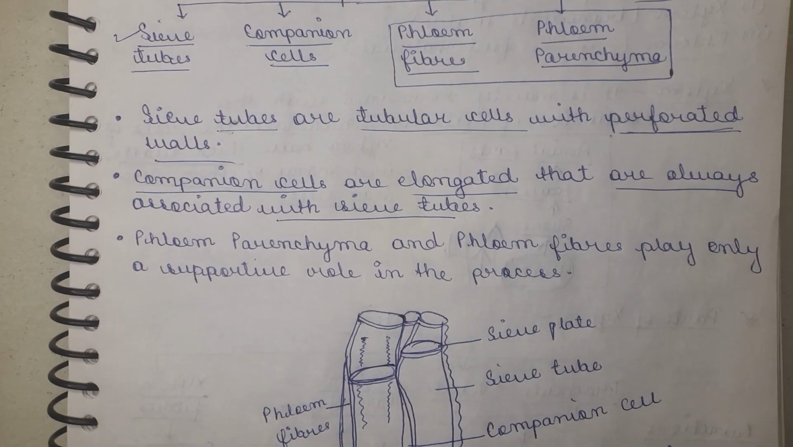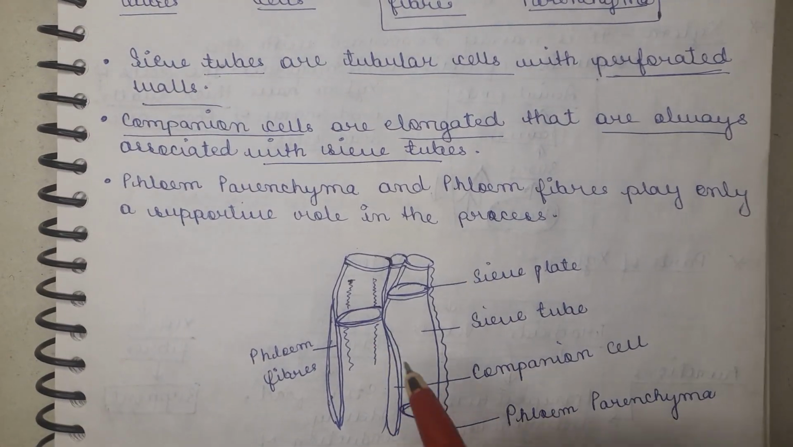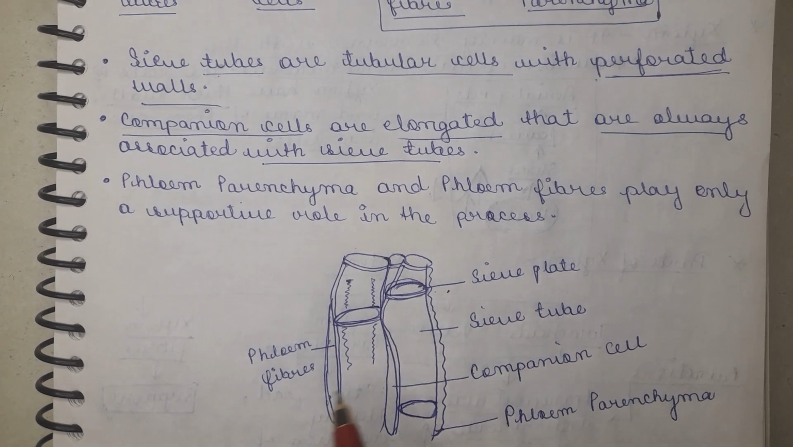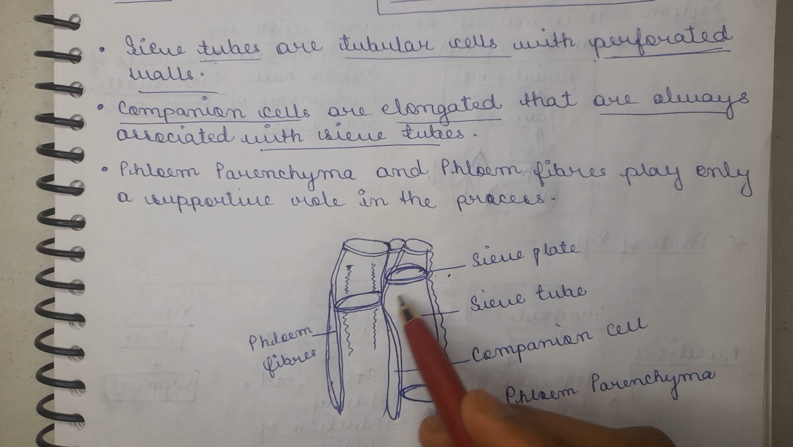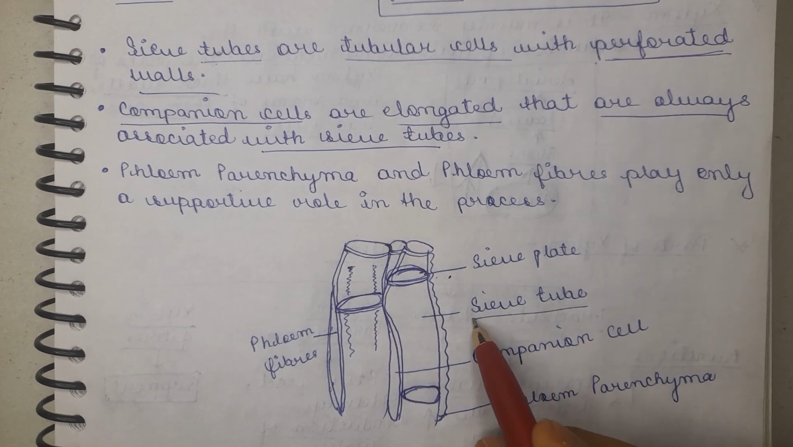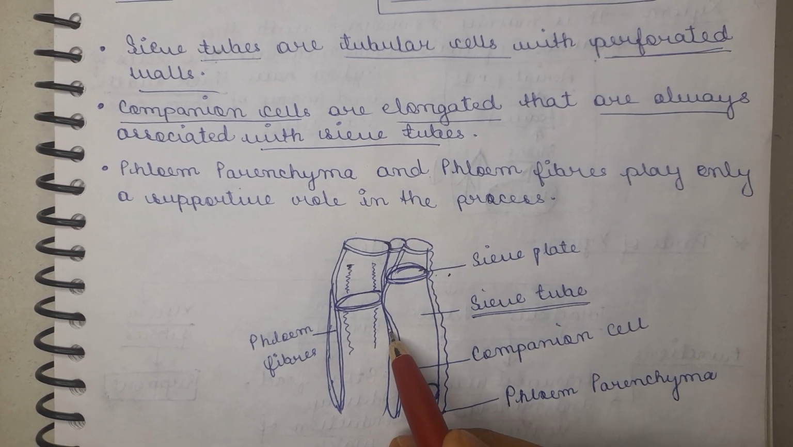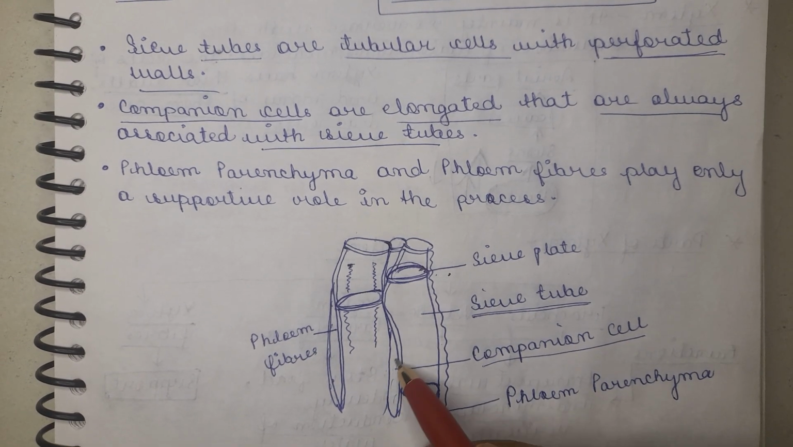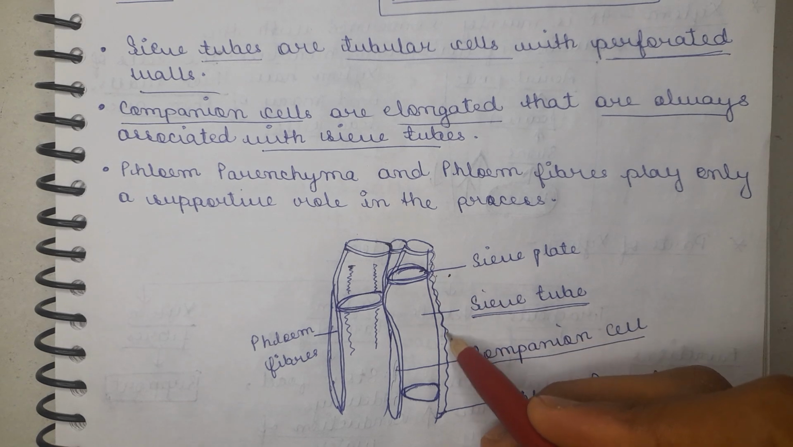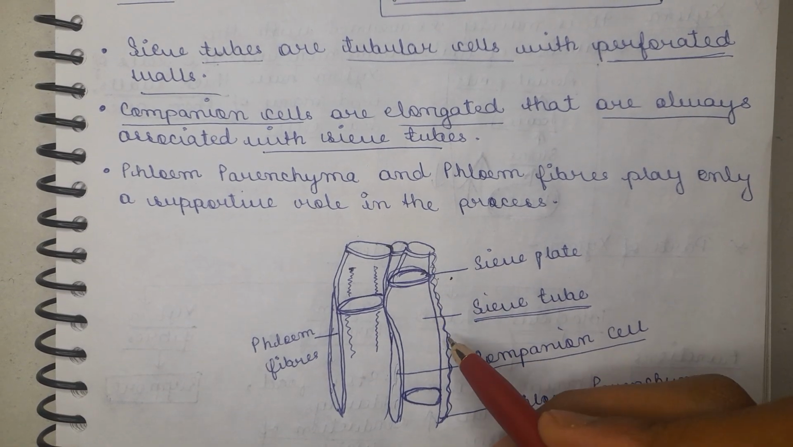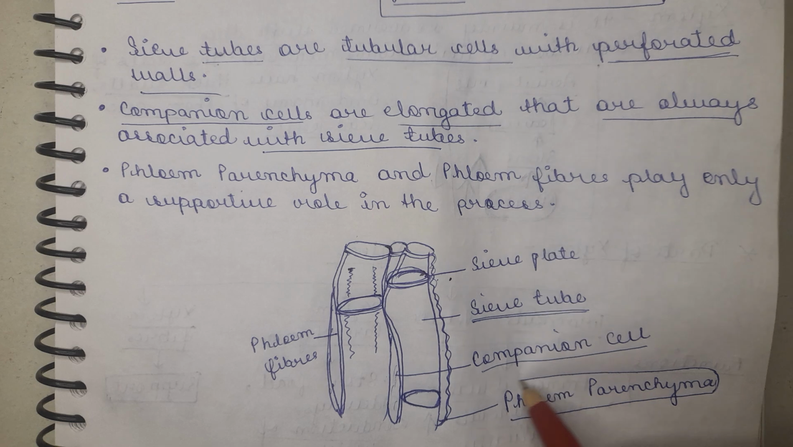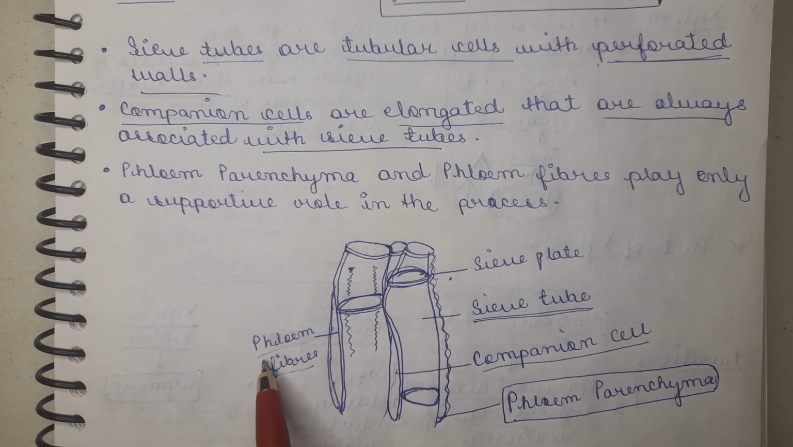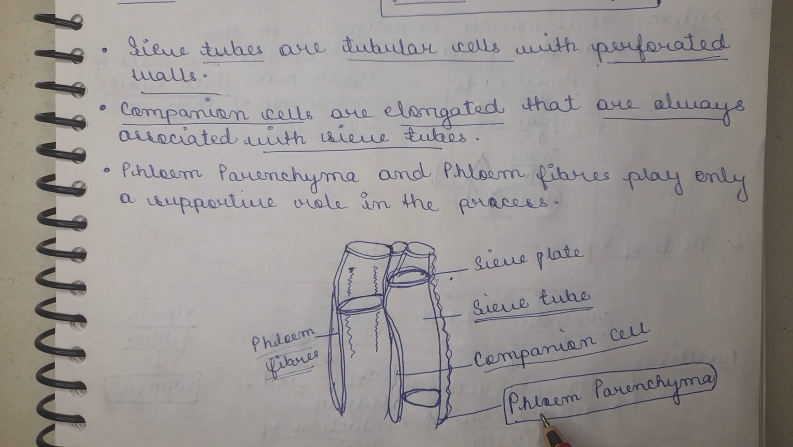If we look at the diagram of the phloem structure, we can see some sieve plates. Second, we can see that there are two or three tubes that are basically sieve tubes. Beside these sieve tubes, there are companion cells. These are mainly companion cells, and at the boundary, or the border, of this phloem tissue, there are phloem parenchyma, and between the phloem parenchyma there are phloem fibers. These both are mainly for the support of the phloem tissue.